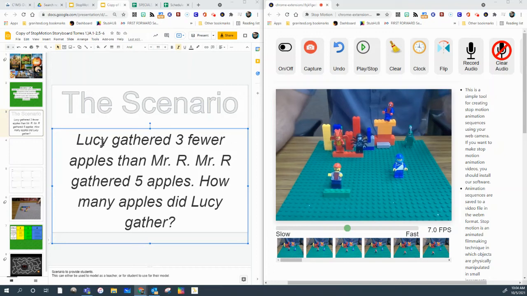So our scenario: Lucy gathered 3 fewer apples than Mr. R. Mr. R gathered 5 apples. How many apples did Lucy gather? Well, I'm going to hit play here, and I'm going to show you what I've done so far.